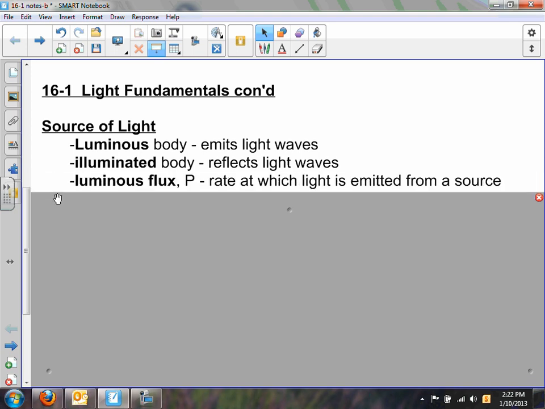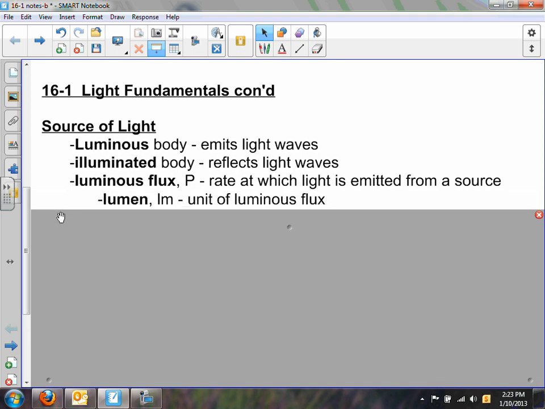Luminous flux is the rate at which light is emitted from a source. And the symbol for luminous flux is going to be P in our equations. So the rate at which light gets emitted from the source, how much light leaves. Luminous flux is measured in lumens, which is abbreviated LM. So those are just the SI units for luminous flux.